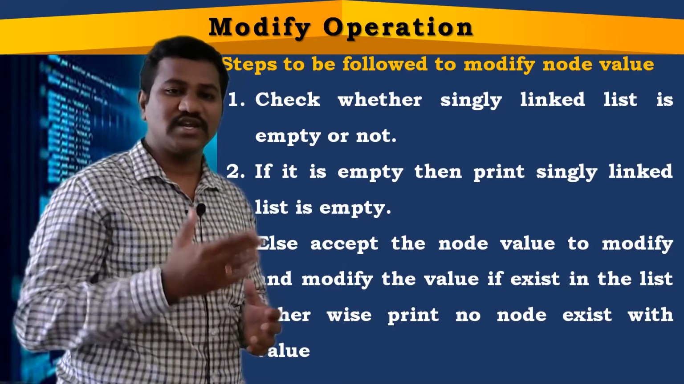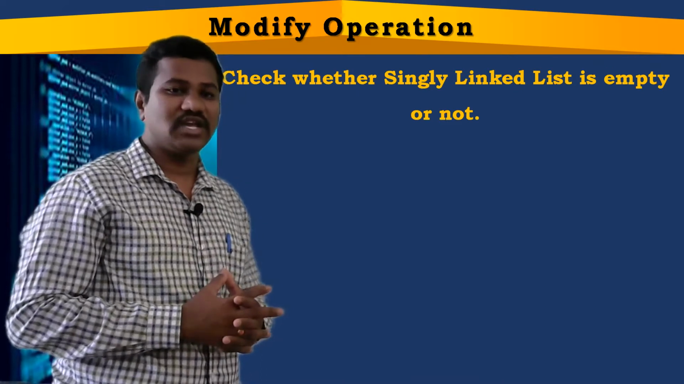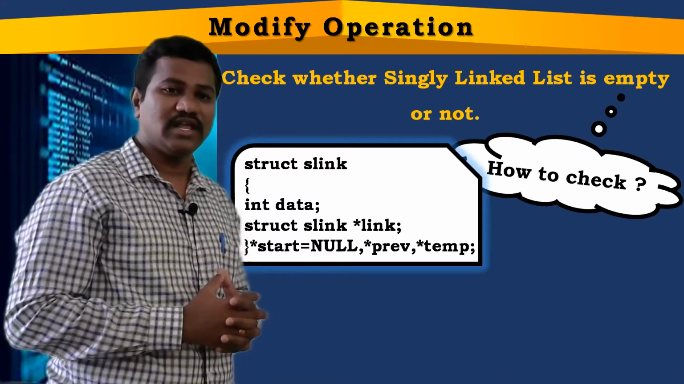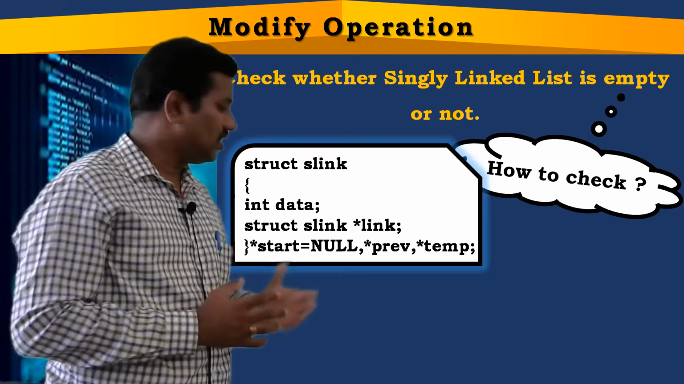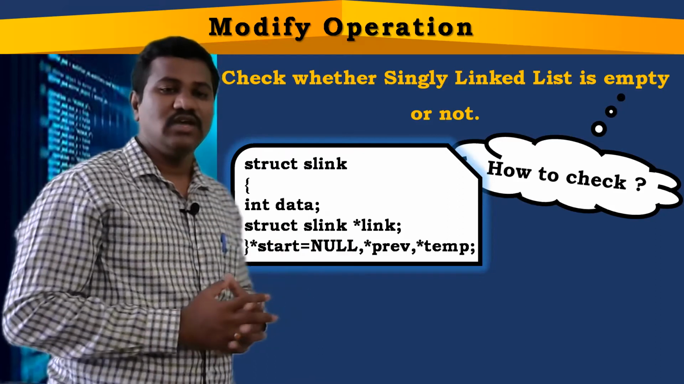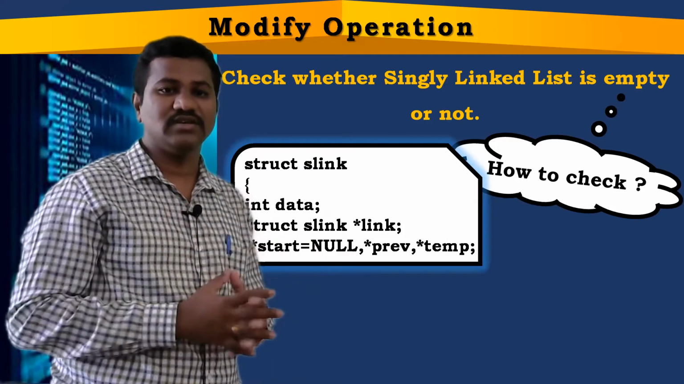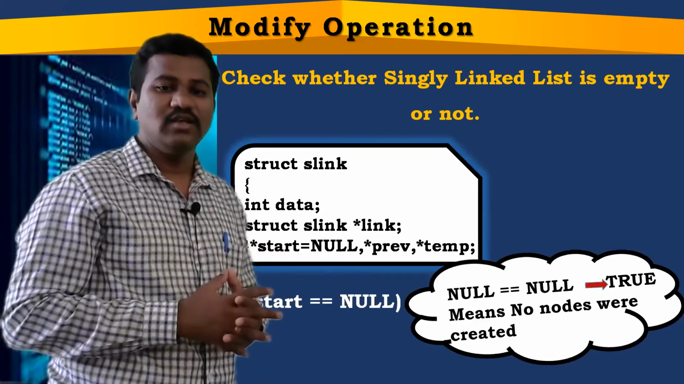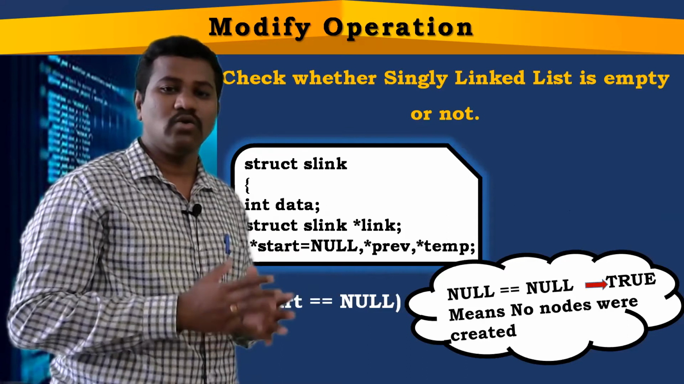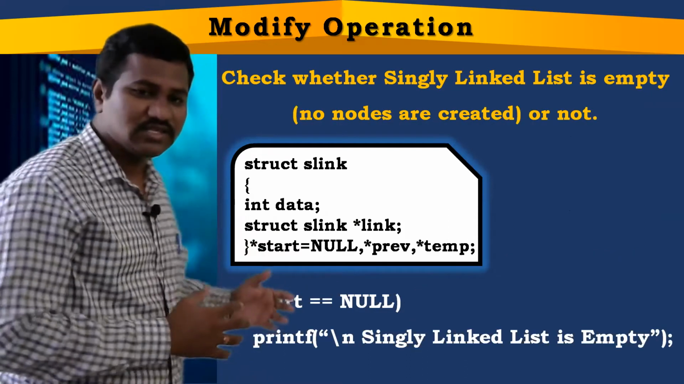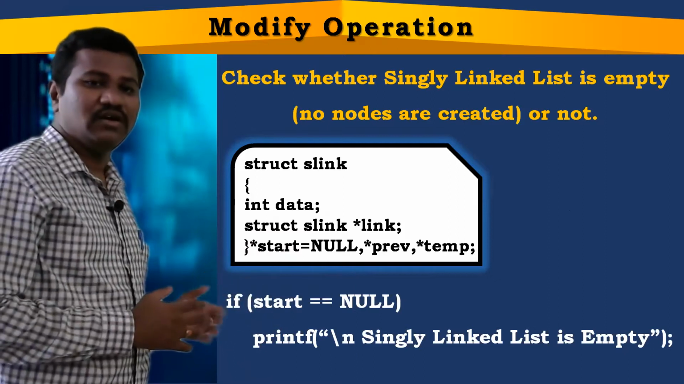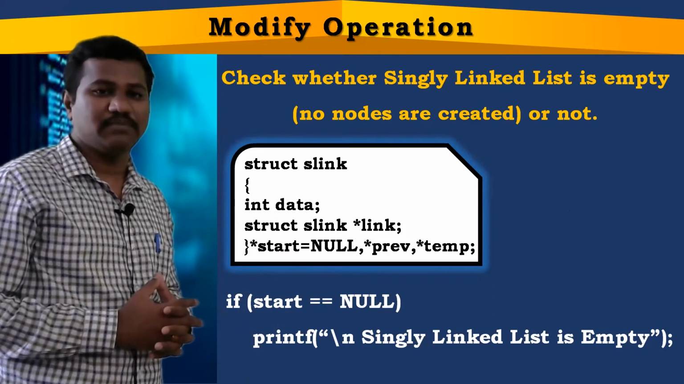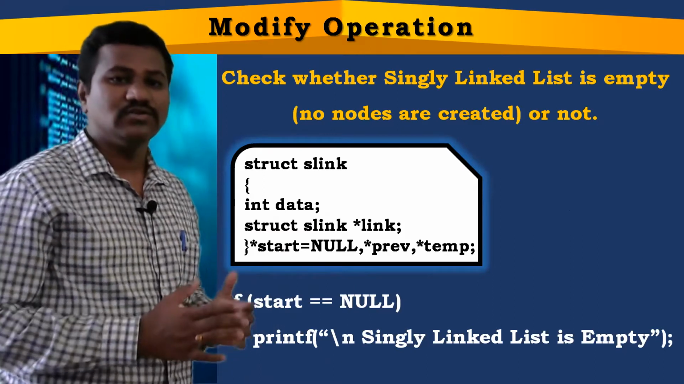Now let us check the operations one by one, like checking whether the single linked list is empty or not, and how to check it. At the time of declaring and defining the structure, we are taking null in the start pointer. When we call this modify function, while executing the program, if your start pointer still contains null, then we can say that no nodes exist in the list. And this is how we are going to frame the logic. If start equal to null, then we are going to print a message that your single linked list is empty. Right? So this is the first step.